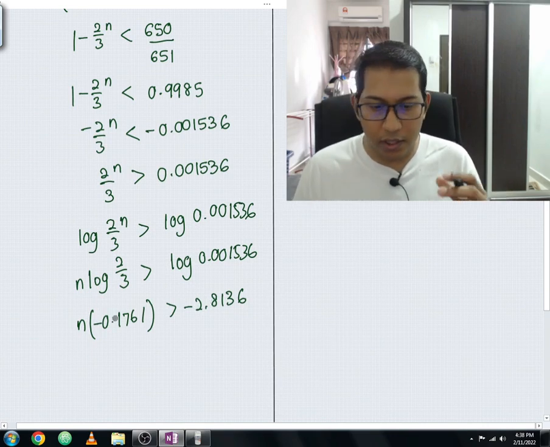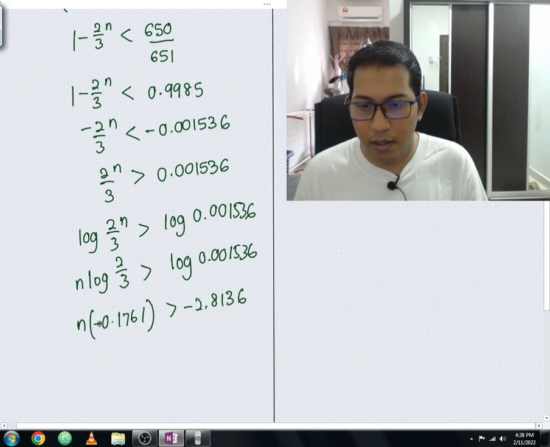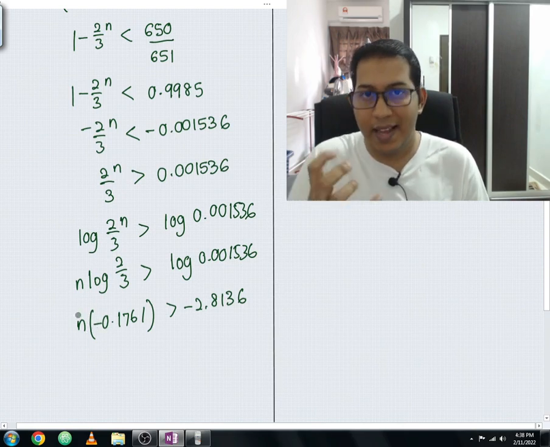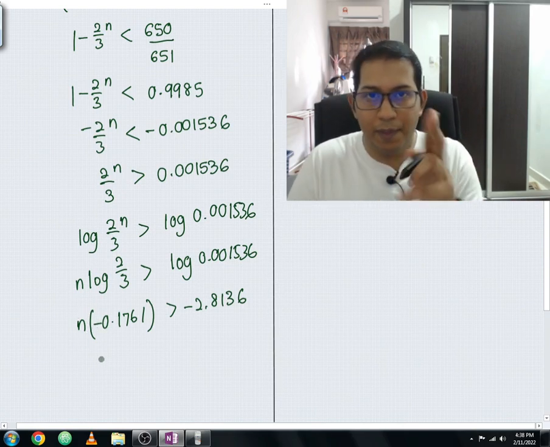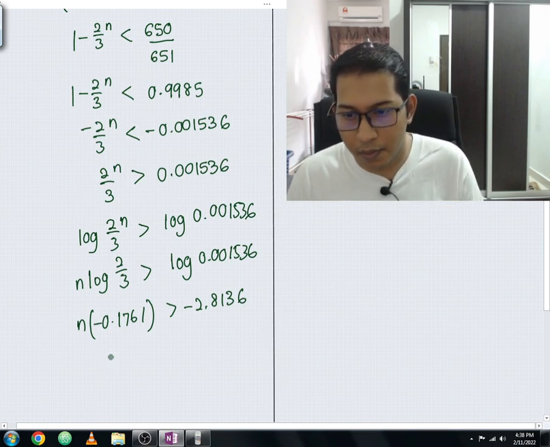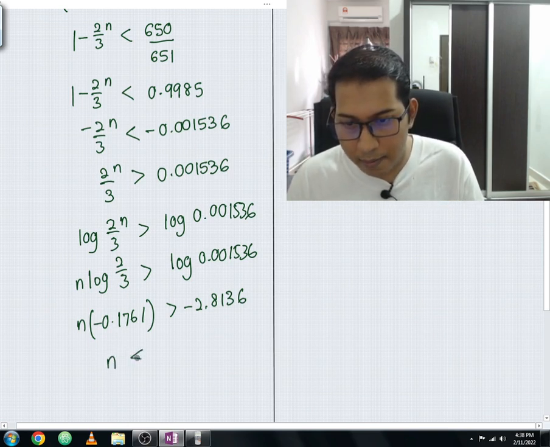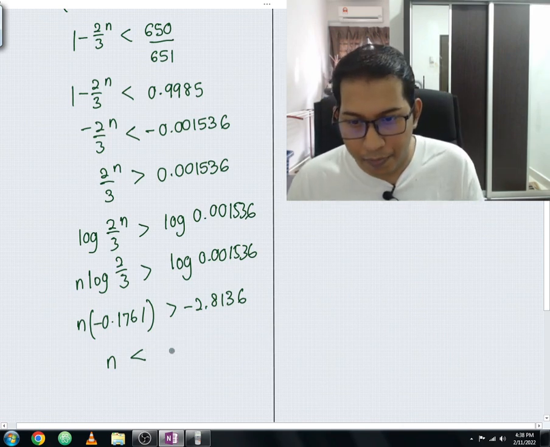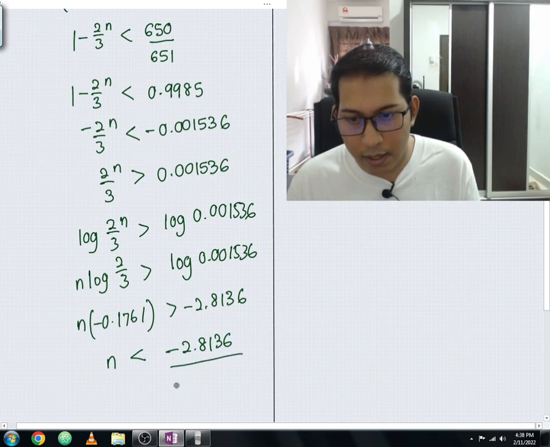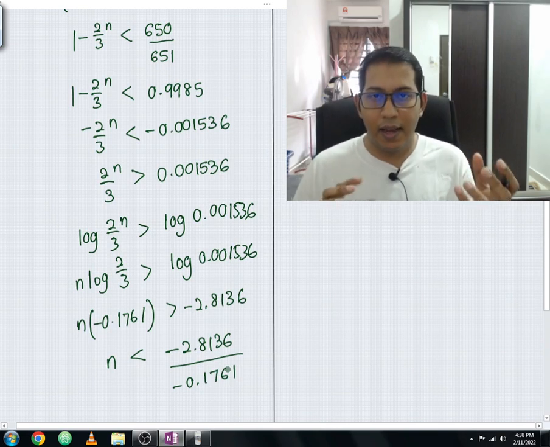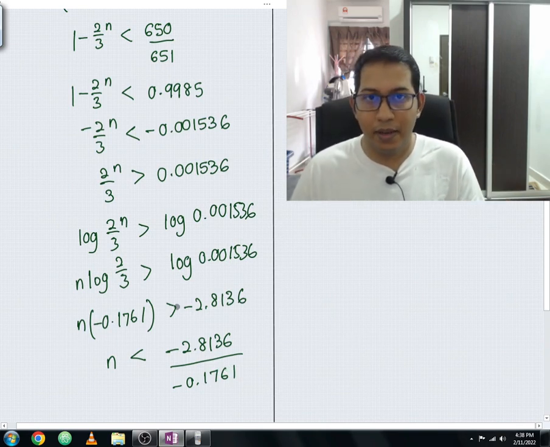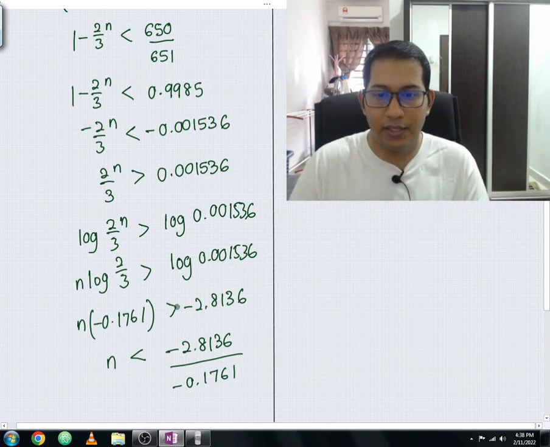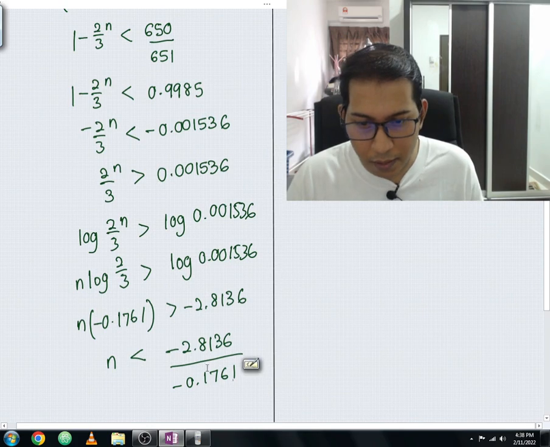Since you want to make the whole thing positive, and you are dividing the whole thing because you want to find n, you need to flip the inequality symbol again. So from here, n will be back to the less than symbol, negative 2.8136 divided by negative 0.1761. Like I've explained guys, why we need to flip: remember the negative 3 and negative 2 inequality concept. The similar thing we are applying over here. So from here you calculate this.